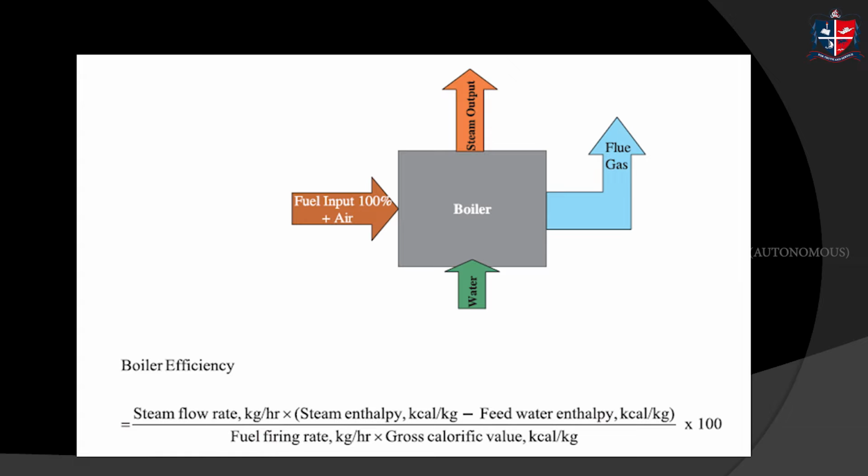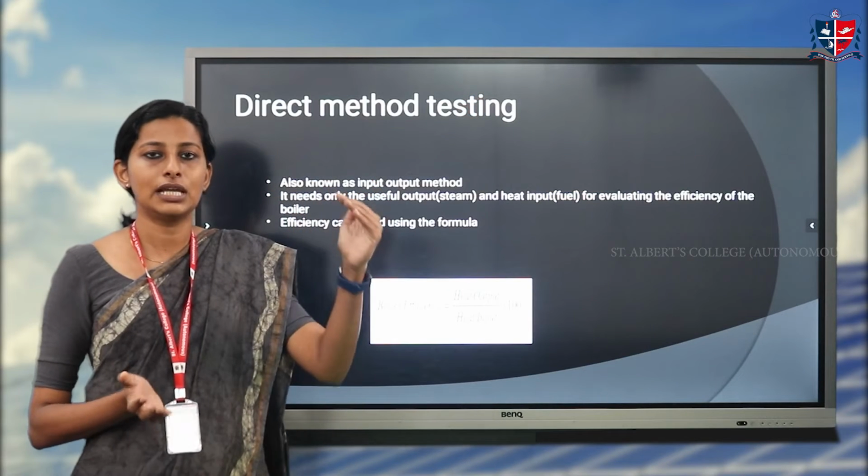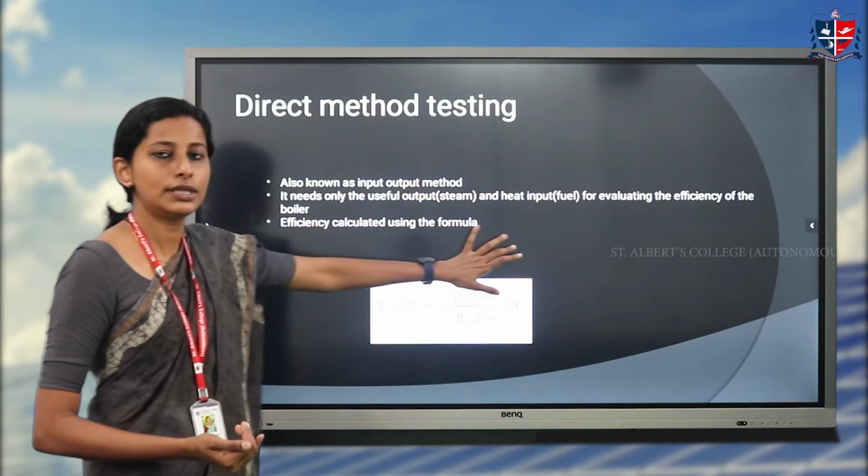In this equation, heat output means steam is our output. It comes out at a particular rate. That has to be measured using a flow meter. A steam flow meter is there. It will measure the quantity of steam that comes out per hour. That should be multiplied with the difference of both enthalpies: steam enthalpy minus the input, which is the feed water enthalpy.